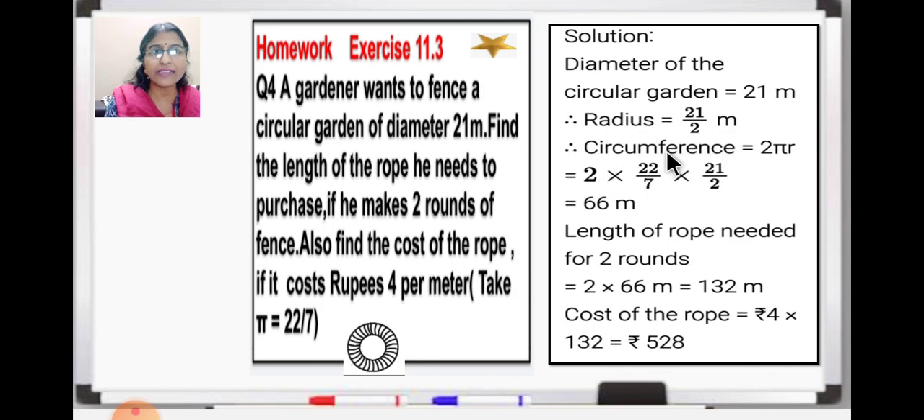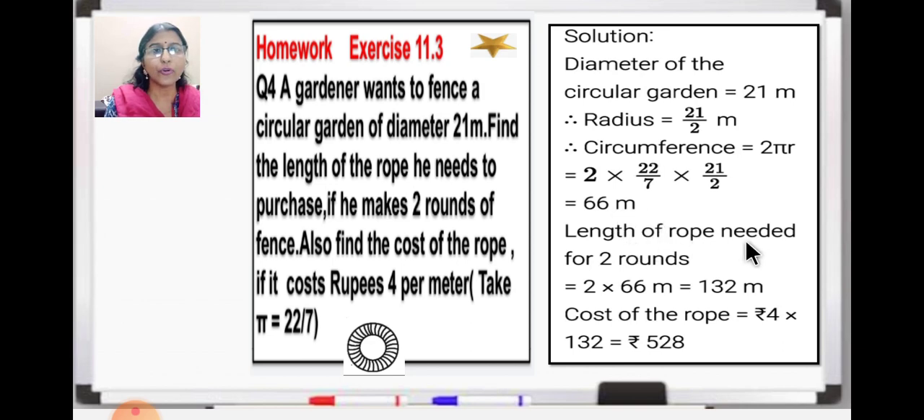And then we have to find out the circumference. Circumference is equal to 2 pi r, is equal to 2. In place of pi we will write 22 upon 7, and we got the radius just now as 21 upon 2. And then we'll reduce it. 7 3s are 21, 2 11s are 22, and then you multiply all these numbers. When you multiply you will get 66 meter.